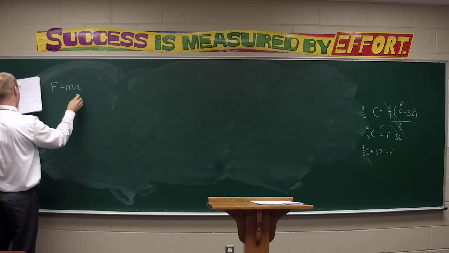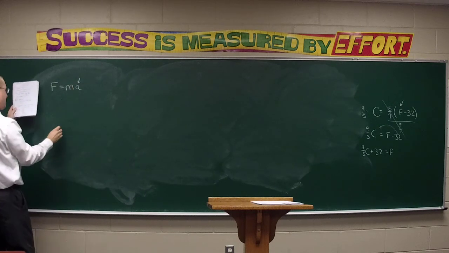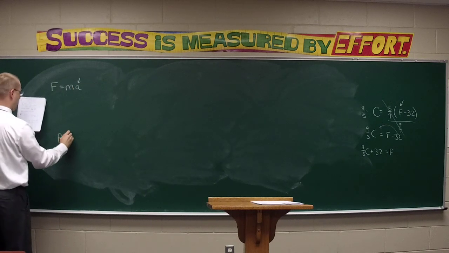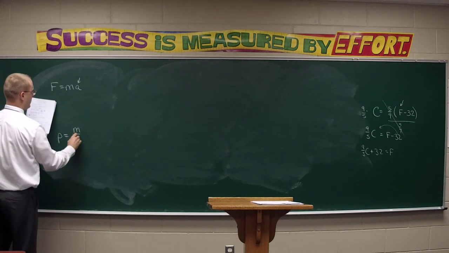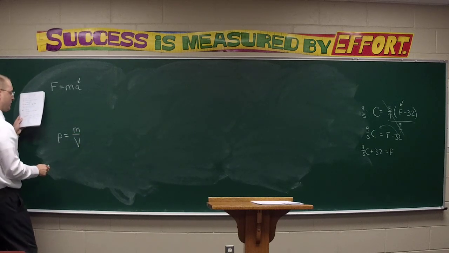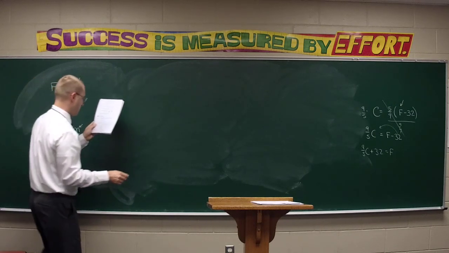Anyway, all right. I got a formula, F equals MA. I want you to solve for the A. I've got P equals M over V. Technically, it's a lowercase Greek rho, but we'll just call it P. Solving for the M.